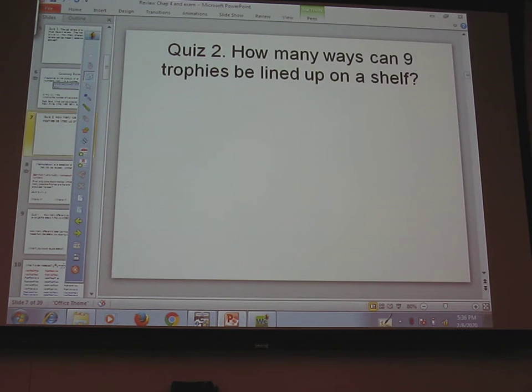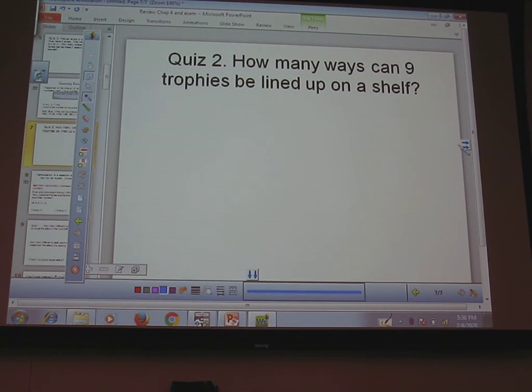So quiz number 2, how many trophies can be lined up on a shelf? So here's the question. How do I know that it's in order and not any order? You know what I'm saying? Like if order matters.